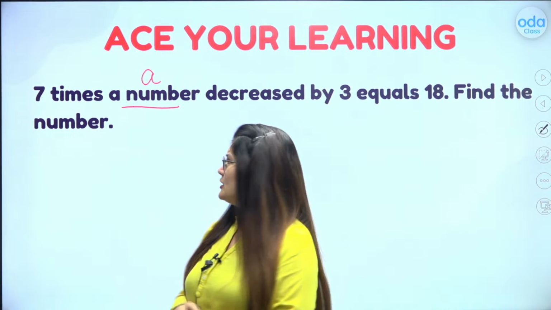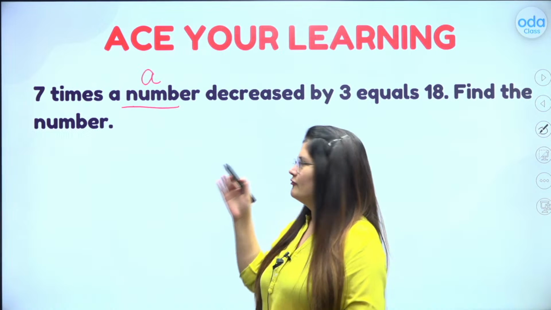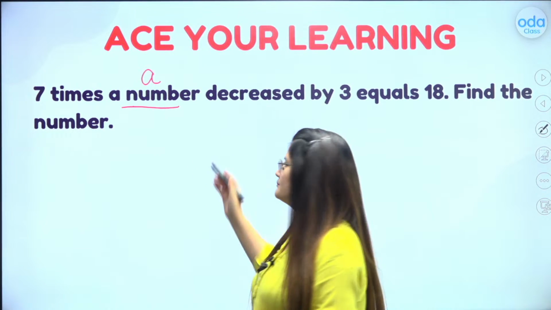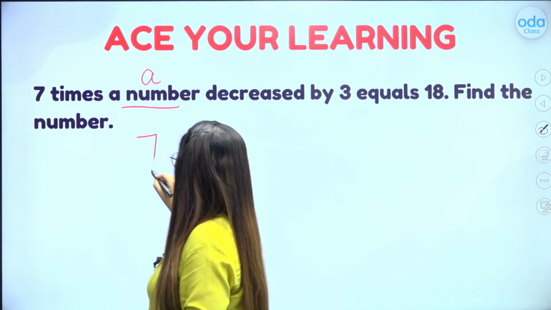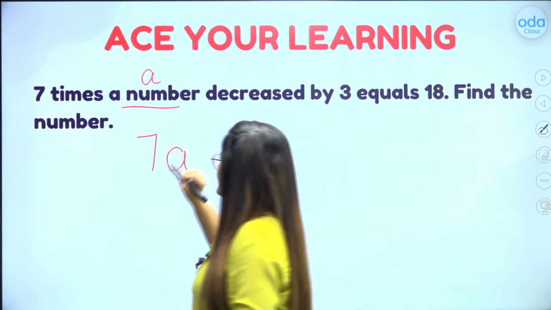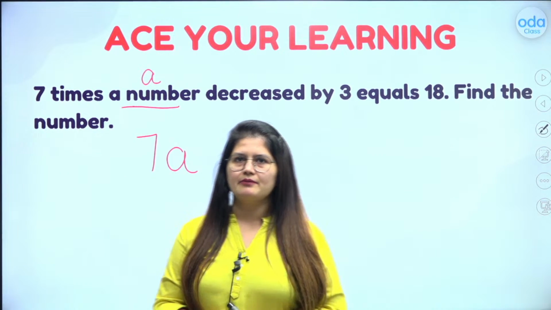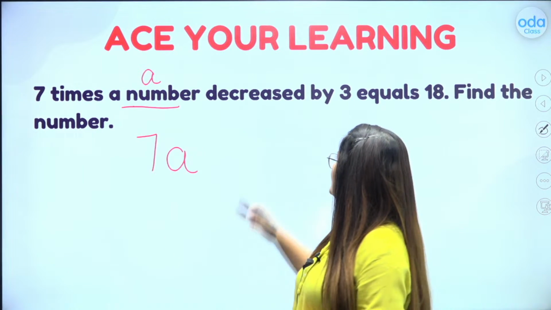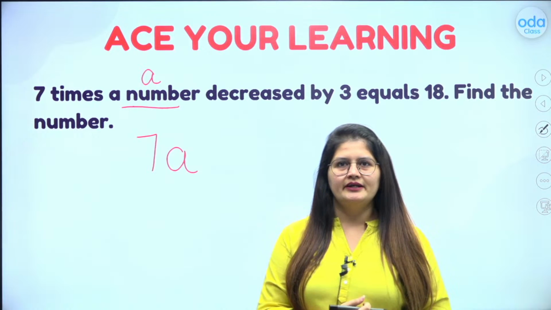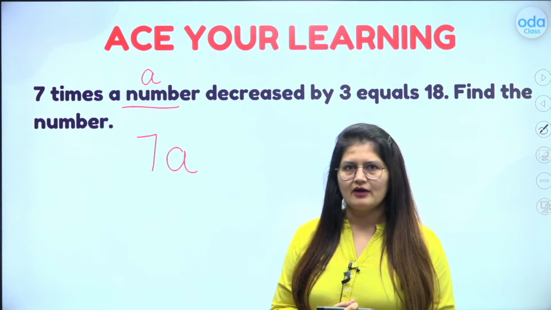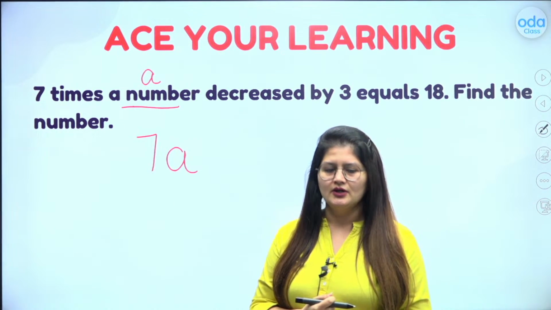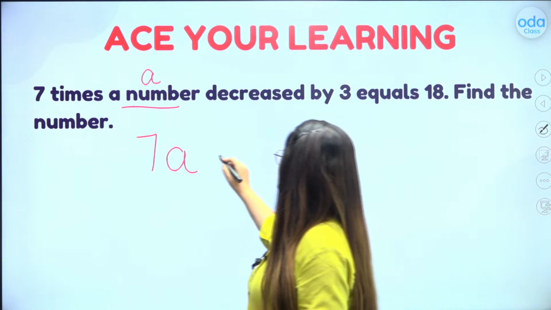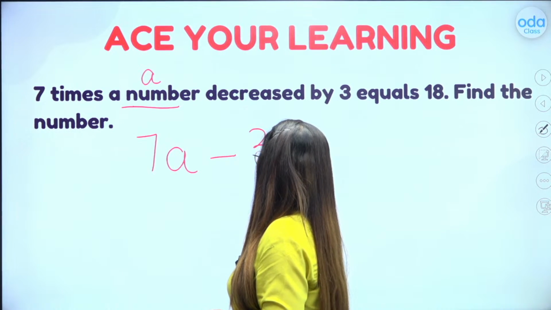Now what do we have to do? We have to do 7 times a number, which means 7A, right? 7A means 7 multiplied by A. Moving ahead, decreased by 3. Decrease means we have to subtract. We are going to do the subtraction here, so this number is going to be decreased by 3.